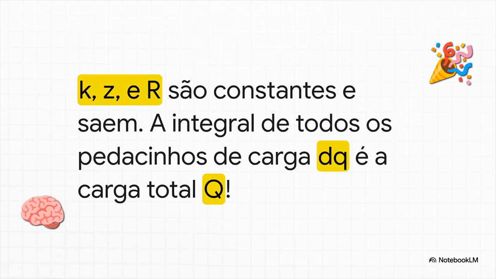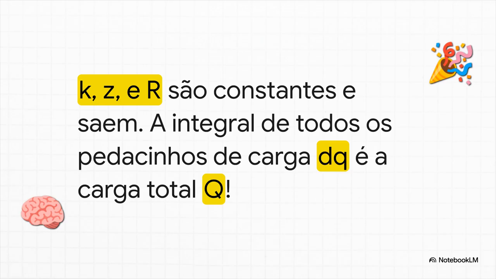Take a look inside that integral. Almost everything in there is a constant. The value k, the distance z to our point, the ring's radius r, none of those things change as we move around the ring. So what can we do? We can pull them all right out in front of the integral. And what are we left with inside? Just the integral of dq. And what's the sum of all the tiny little pieces of charge? It's just the total charge, q.